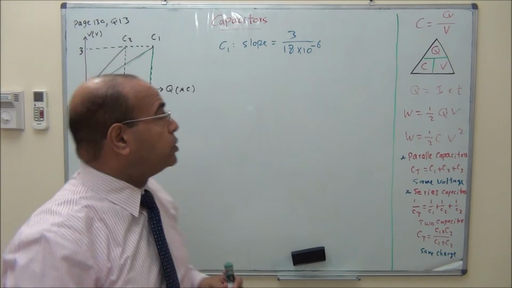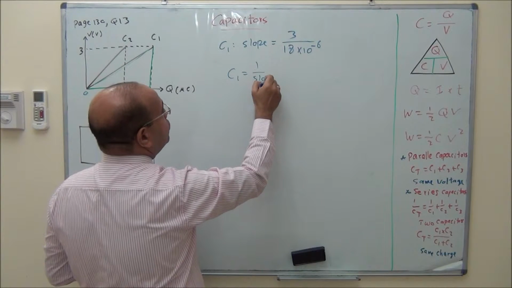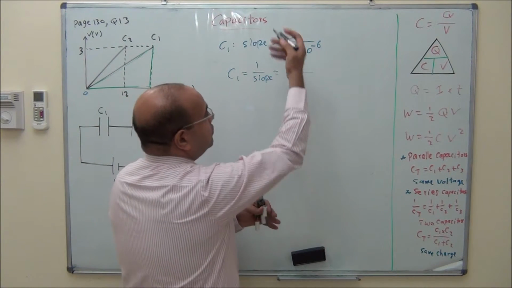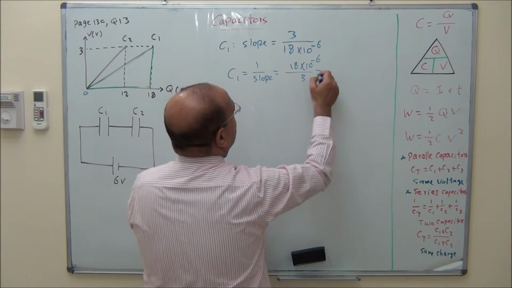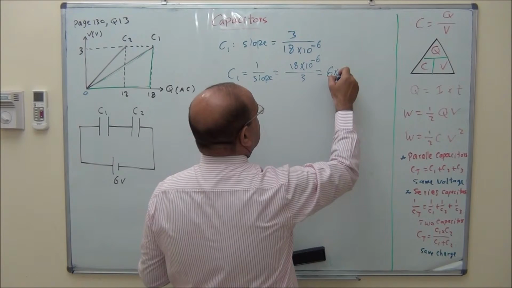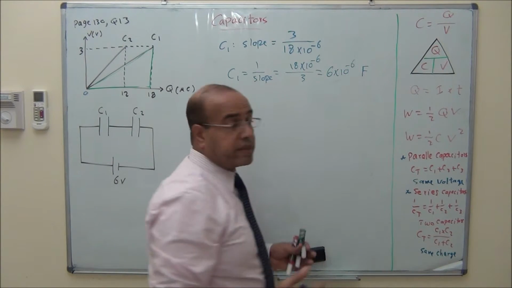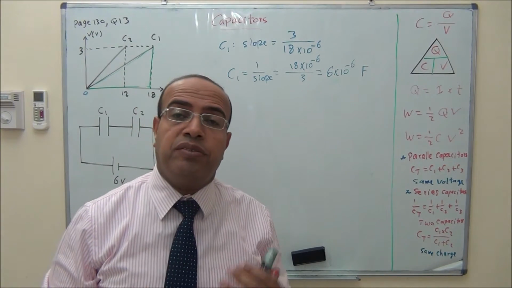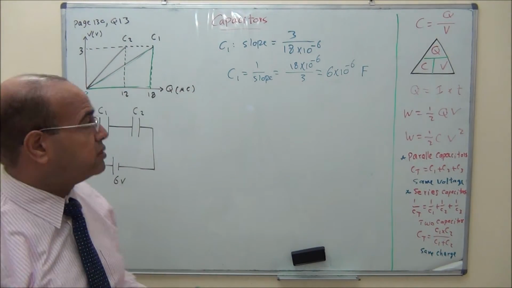So multiply by 10 to the power negative 6. This is the slope. So C1 equals 1 over the slope. We flip it, so it is 18 multiplied by 10 to the power negative 6 over 3. 18 divided by 3 equals 6. So it is 6 multiplied by 10 to the power negative 6 farad. If the charge is in coulomb and the voltage in volt, the capacitance is in farad.